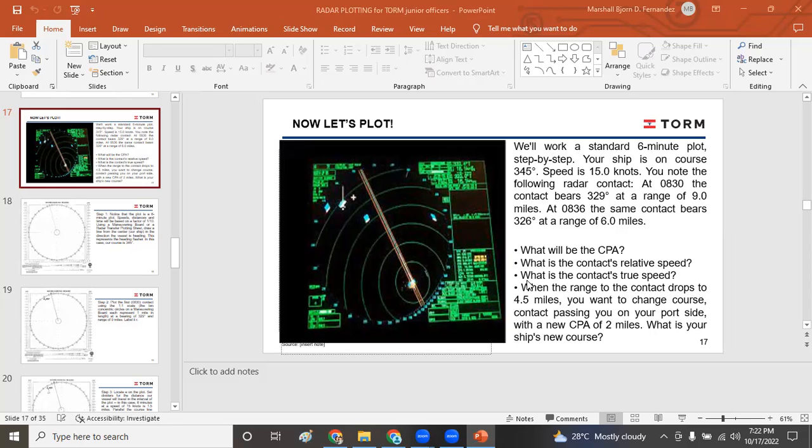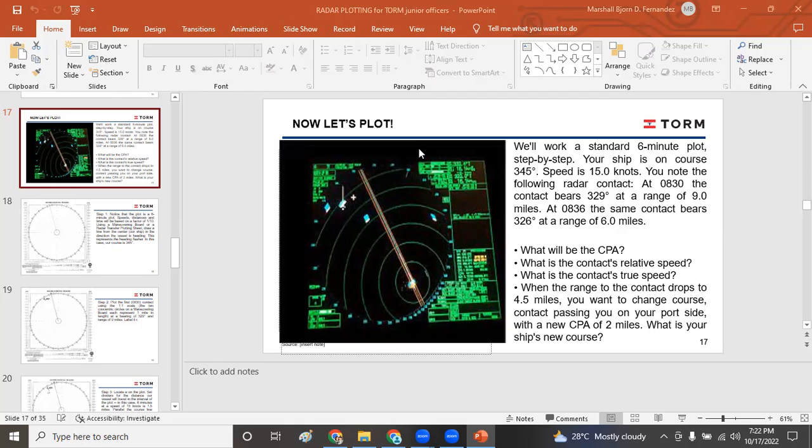Imagine that. So the question is, what will be the CPA on those first two observations? What is the contact's relative speed? What is the contact's true speed? Okay. When the range to contact drops to 4.5 miles, so at 4.5, that will be your point of MX.